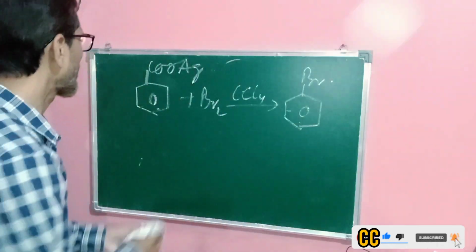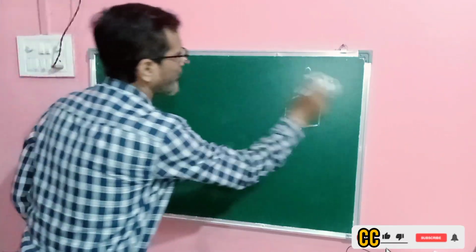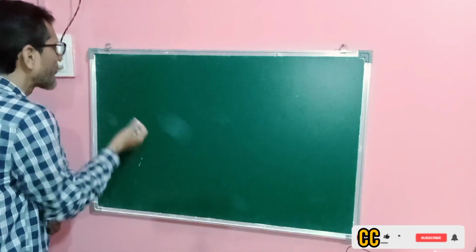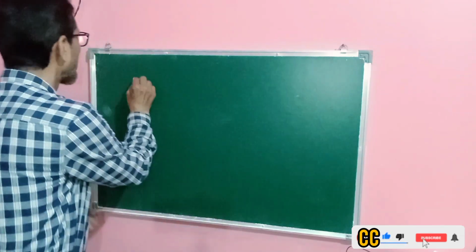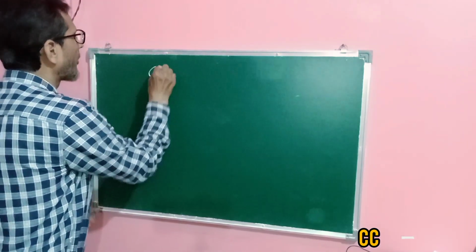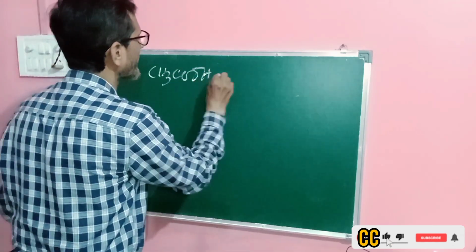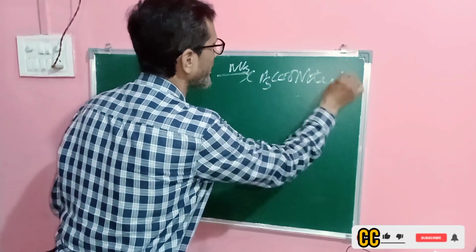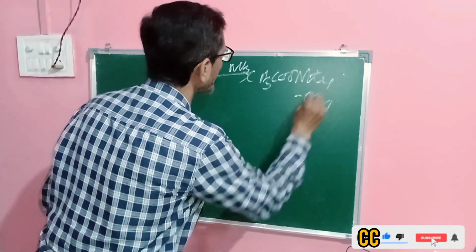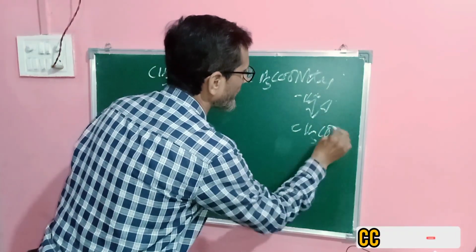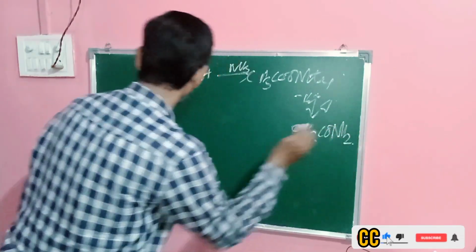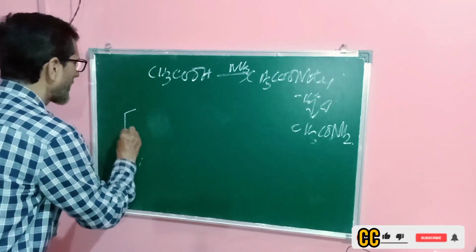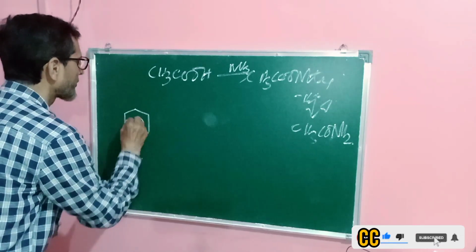Amid this, I am showing you another reaction. At the very beginning of today's class, I told you that CH3COOH with ammonia becomes CH3COONH4, and on heating a water molecule is released and you get CH3CONH2, amide. Likewise, in the exam this question comes.